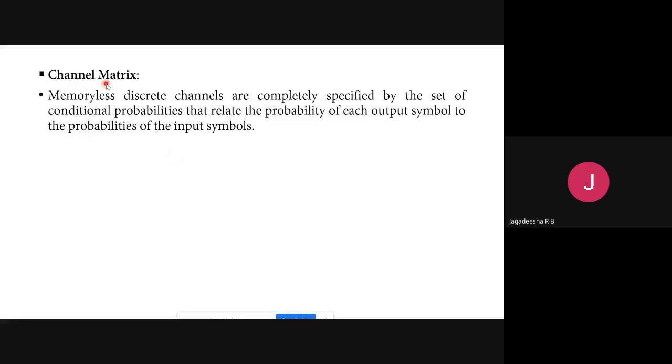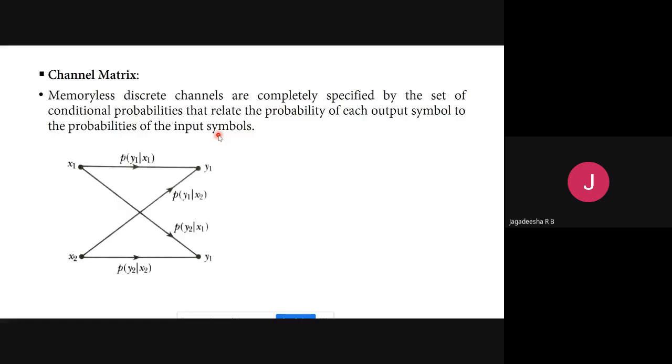So here, memoryless discrete channels are completely specified by the set of conditional probabilities that relate the probability of each output symbol to the probability of the input symbol. So this is just a definition or brief idea, but here I can explain it to you in more detail.